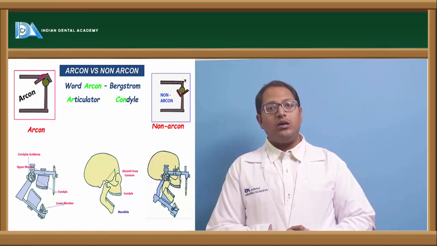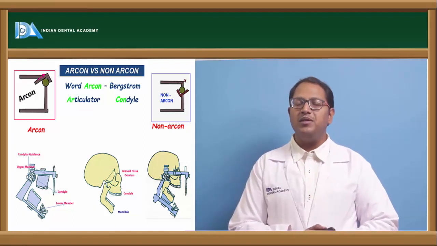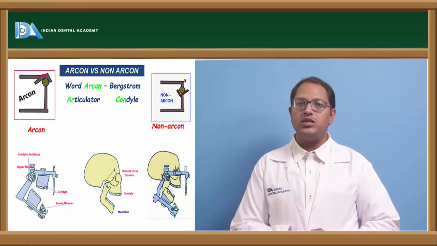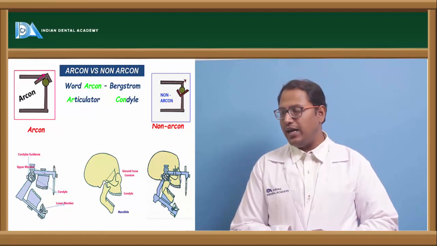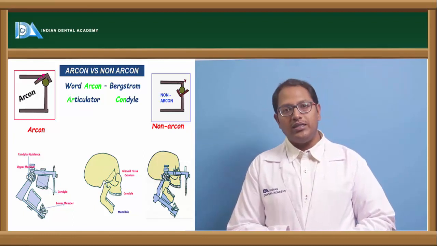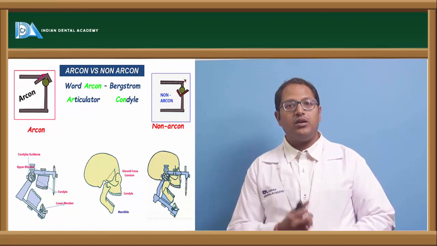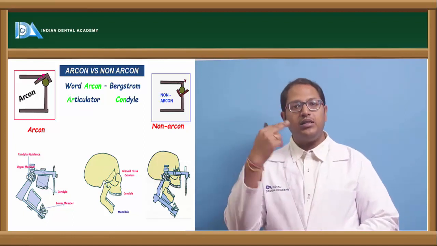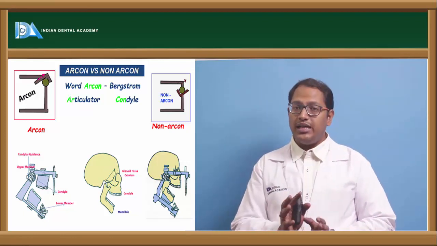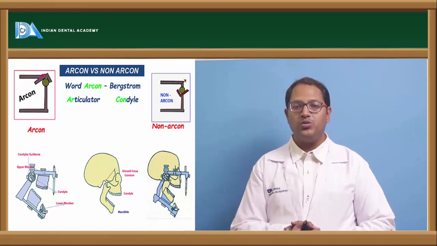Coming to Arcon and non-Arcon articulators. It is a very difficult concept to understand. To simplify it, we can know it like this. The word Arcon itself has two parts: articulator and condyle. Ar for articulator, con from condyle. So those articulators which simulate the condyle of the human, just as the condyle is with the mandible, and we have a glenoid fossa where it attaches and then slides down. This kind of arrangement in any articulator is known as an Arcon articulator, like the Hanau H2 Whip Mix.